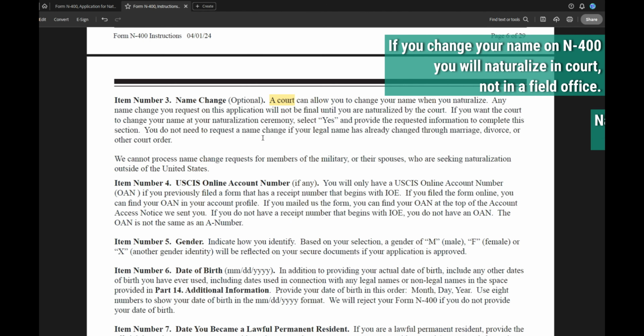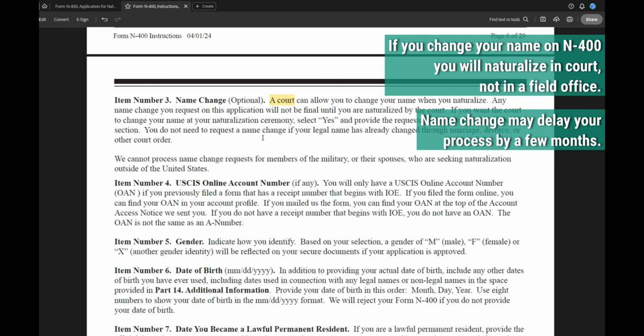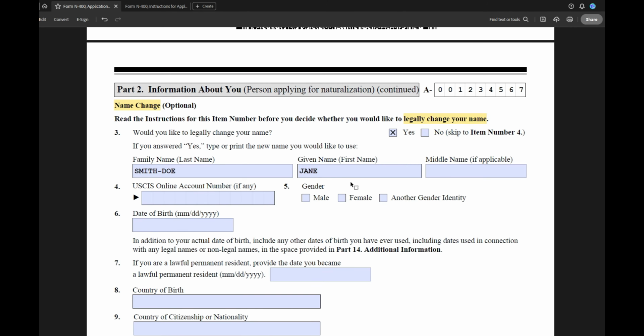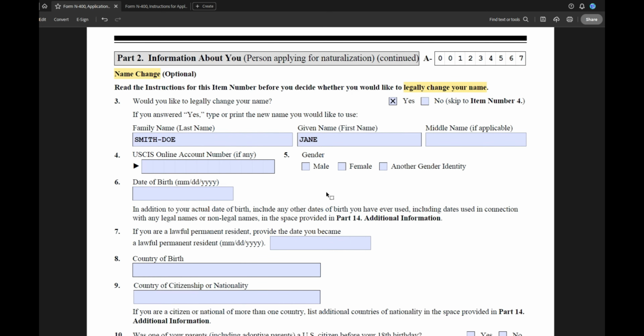And that is where you will take the Pledge of Allegiance. When you do choose to change your name, there may be additional background checks that they might have to do on the new name, and your entire naturalization process may take a few months longer. Moving forward, provide your USCIS online account number. Next, select your gender, provide your date of birth, and if you have ever indicated other dates of birth, then you would also have to indicate them in the additional information page.